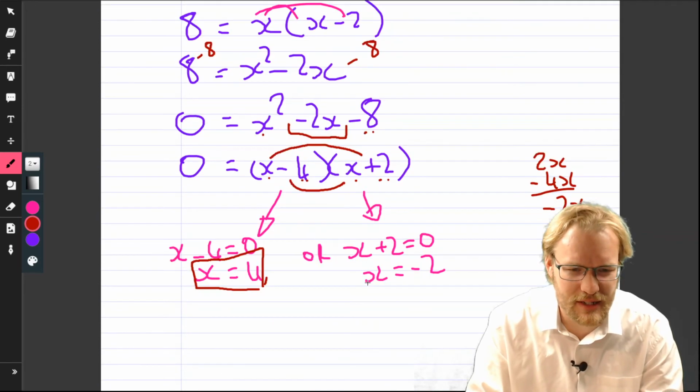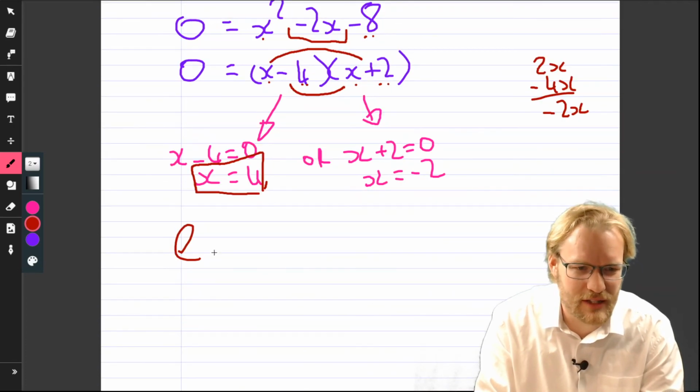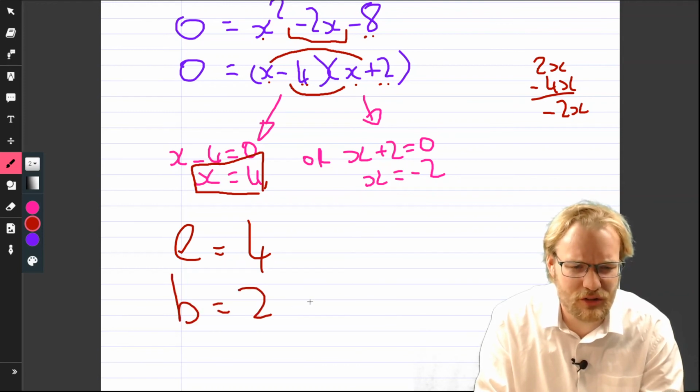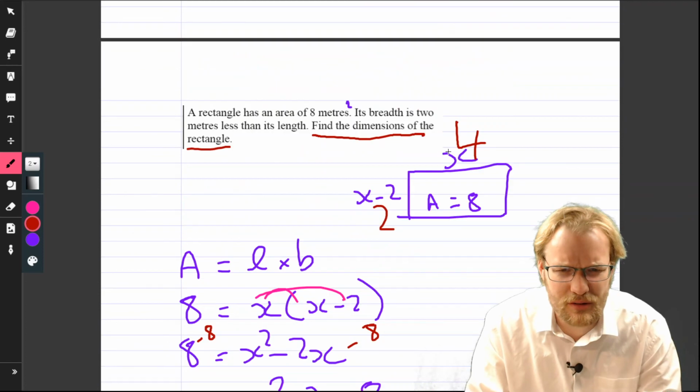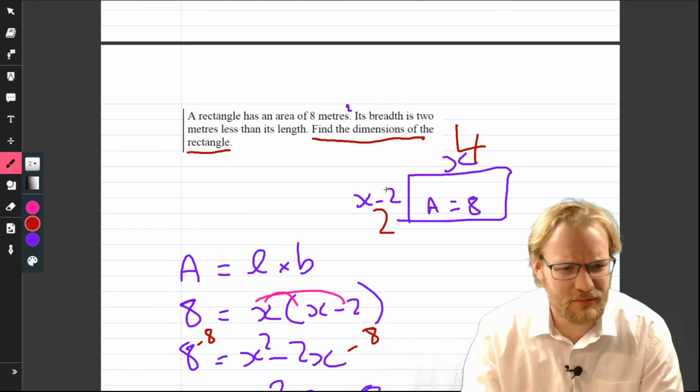So we're not done yet. x is 4, so this length is 4. Therefore, this side length must be 2. So let's just write there, length equals 4, and the breadth equals 2. Does that work? 4 times 2 gives you 8. Done.